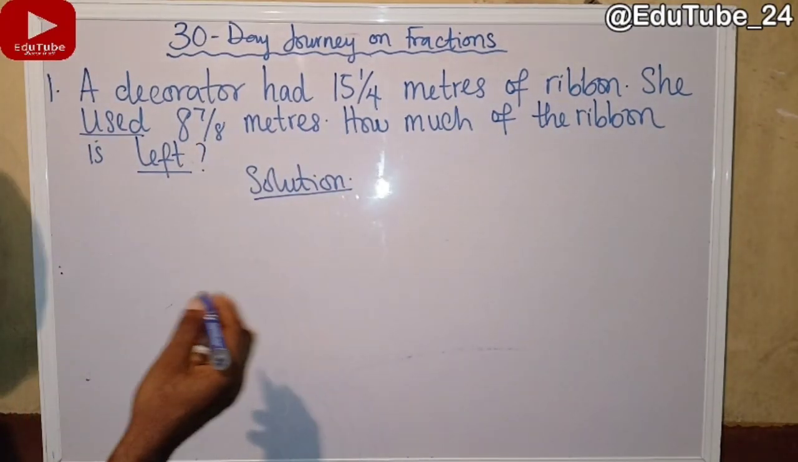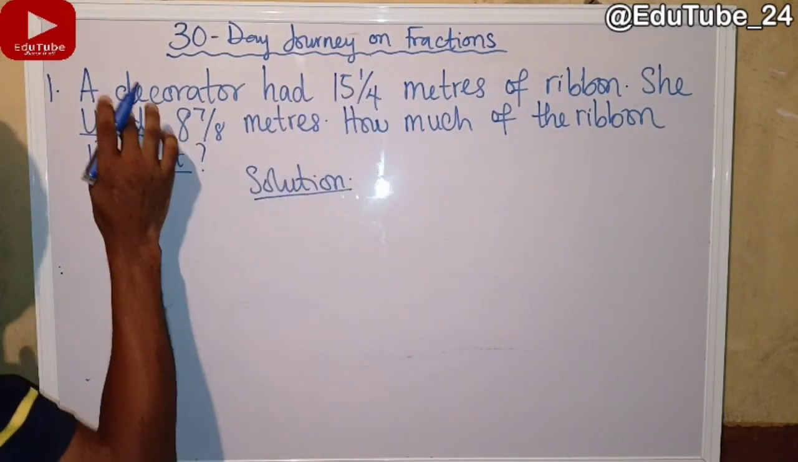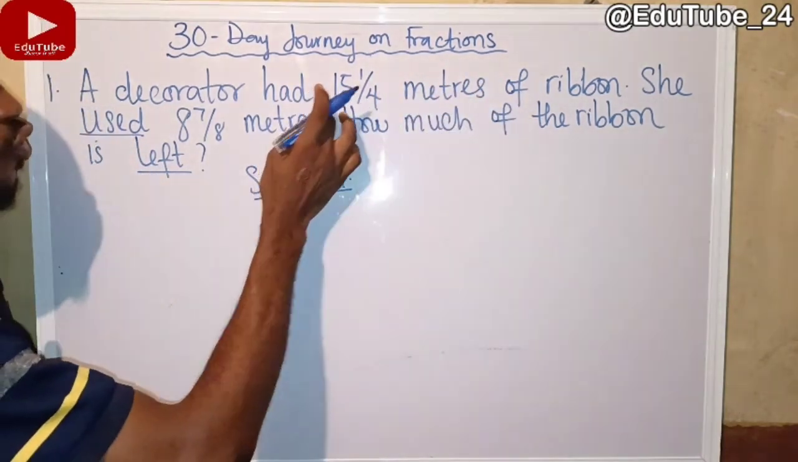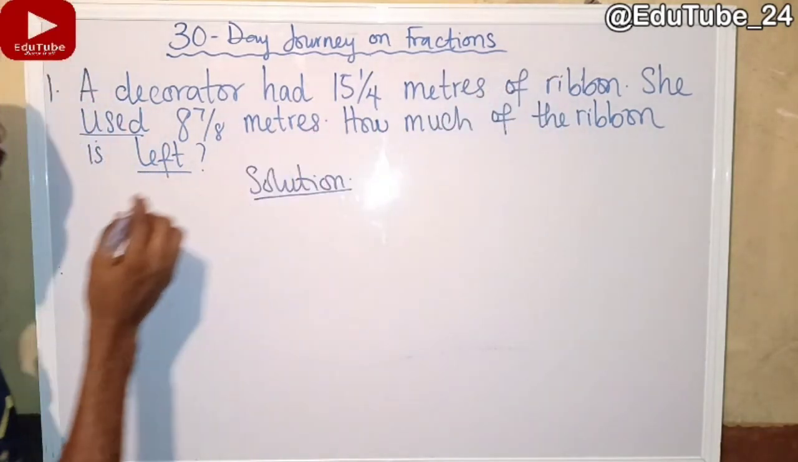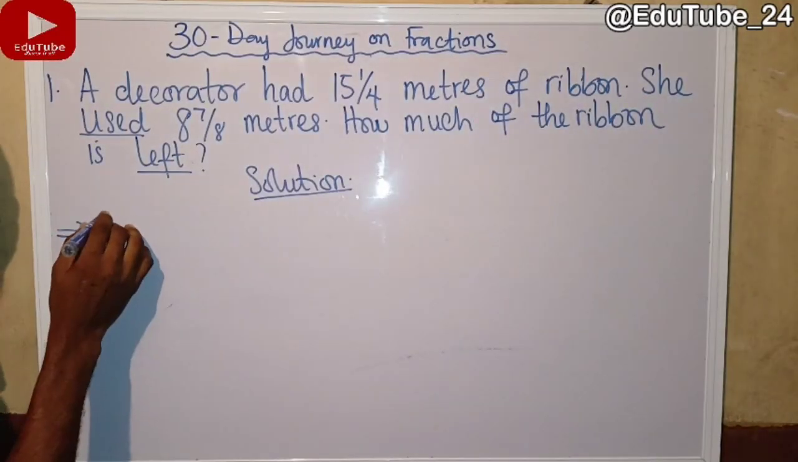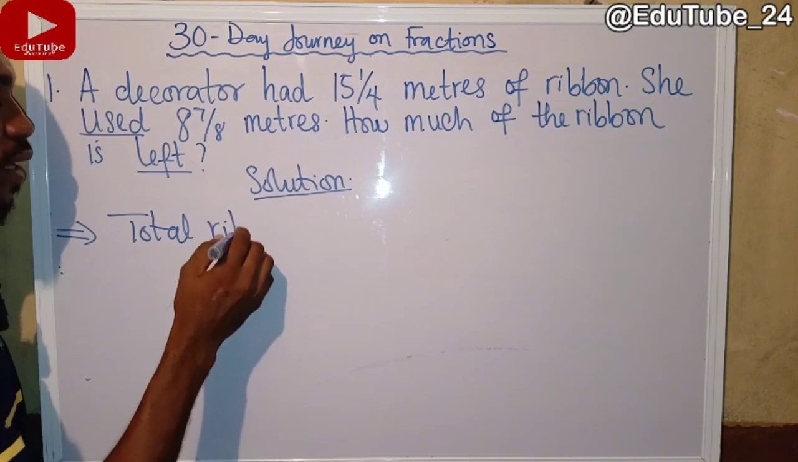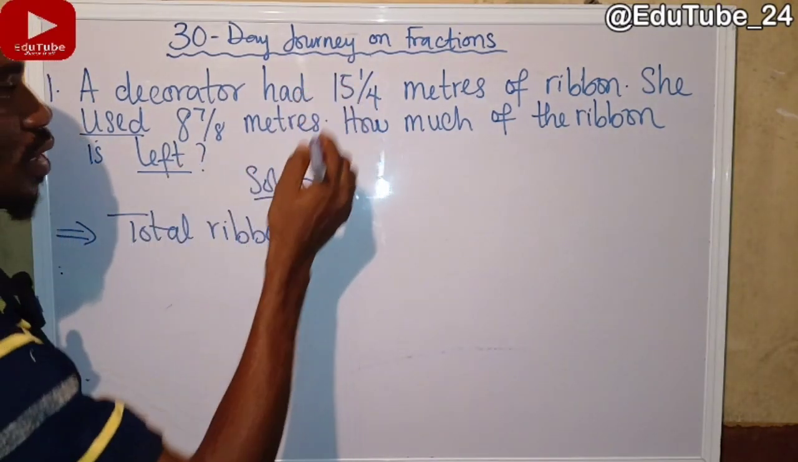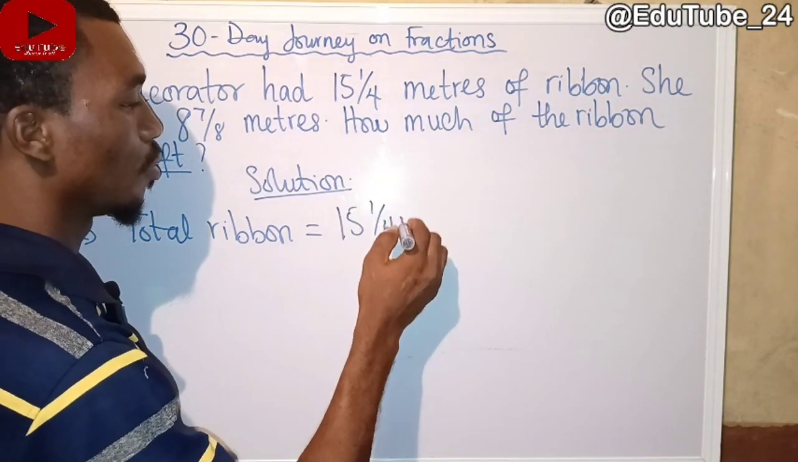Now, to interpret this question, first of all, we have to take it bit by bit. A decorator had 15 and 1/4 meters. We are going to interpret this to be the total ribbon. So I'm going to write total ribbon. That is the total ribbon that the decorator had. So the total ribbon that the decorator had is 15 and 1/4 meters.